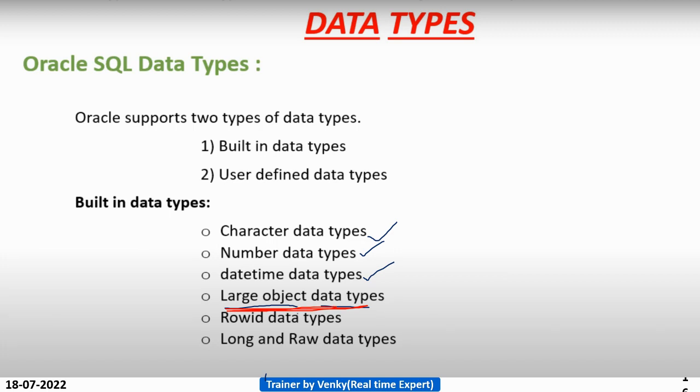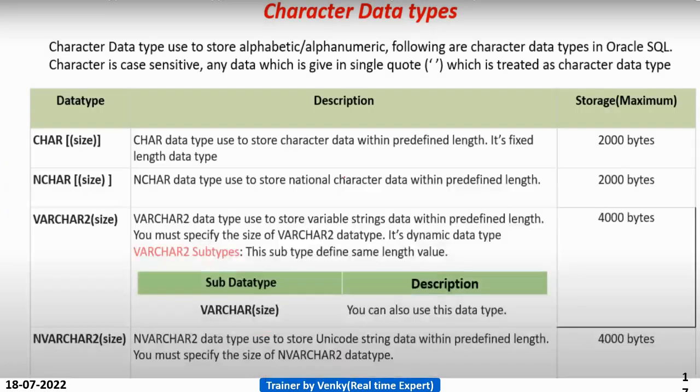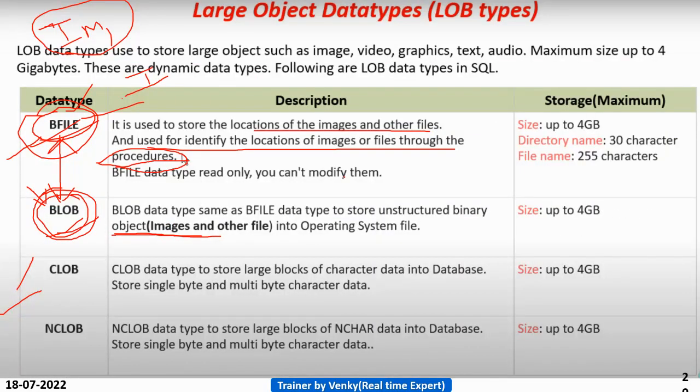Next, it's very important, guys, ROWID data types. We will see that one tomorrow, but we will see now the LONG and RAW data types. Long and raw data types. That is very easy, similar to the large objects.